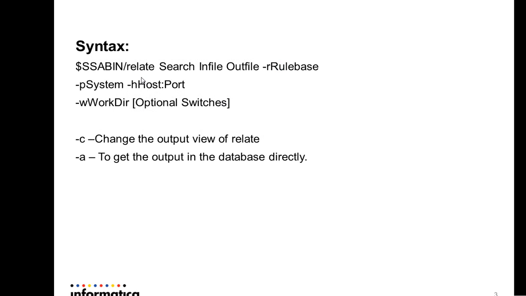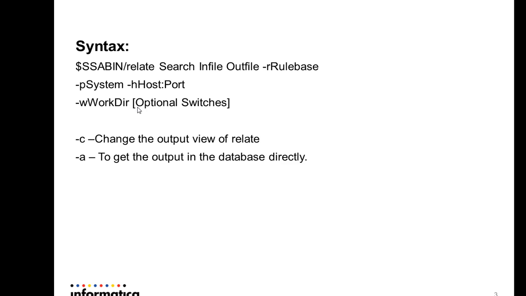That is, to specify the relate search definition input file. This can be either a flat file or a logical file. If it is a logical file, you have to specify the L file variable in front of it. Out file is the output flat file in which you want to get the output. -R is the rule base string; the entire rule base string has to be specified with this switch. With the -P switch, you have to specify the system name. With the -H switch, you have to specify the search server host and port. And with the -W switch, you have to specify the work directory.